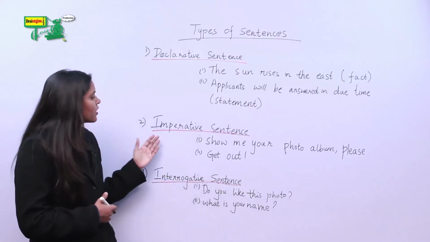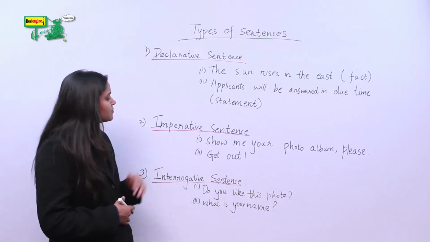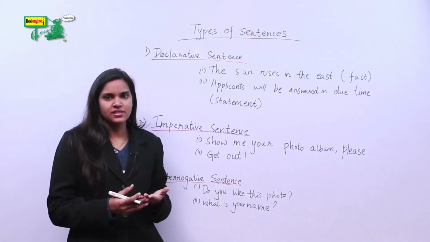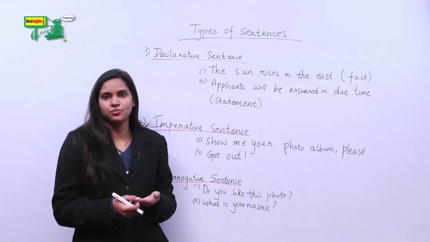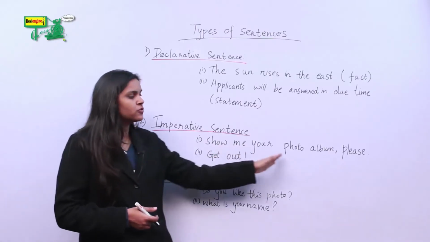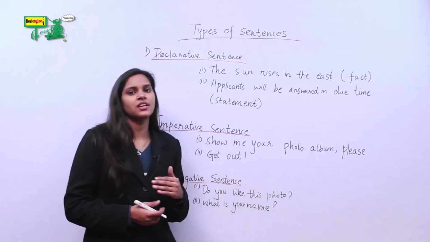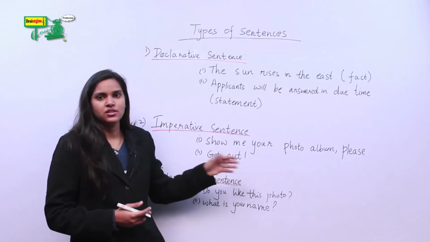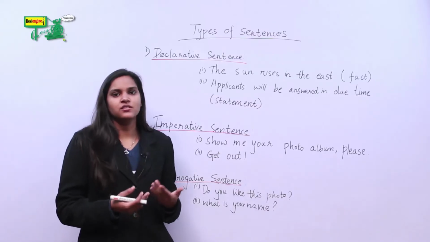So let's now come to imperative sentence. This is basically a request or a command that you make. Show me your photo album, please. This is an example of a request. Get out. This is an outright command.